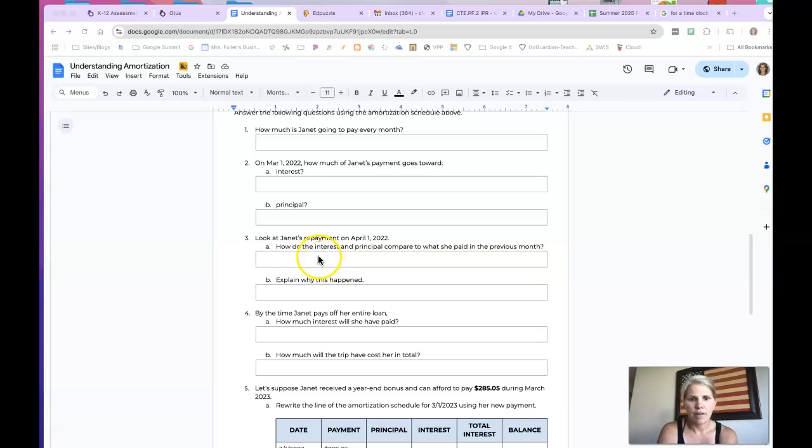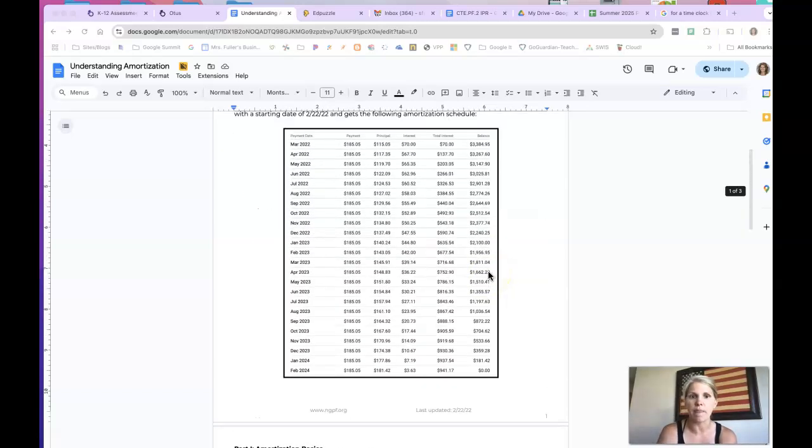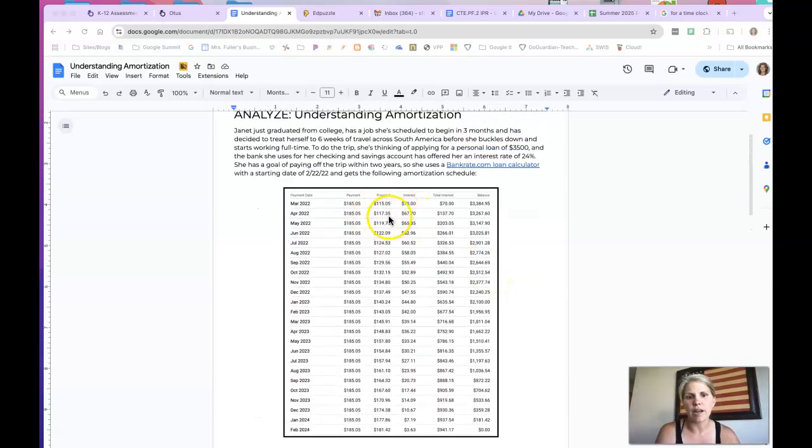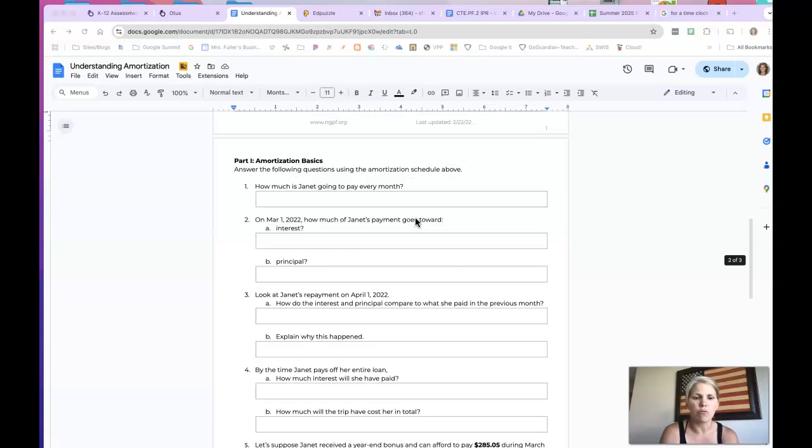And then looking at Janet's payment for April, how do the interest and principal compare to what she paid for the previous month? So when we look here, now you can see more is going to the principal and less towards the interest, and that's just how the loan works throughout. So you're kind of getting more paid down the farther you get into the loan.